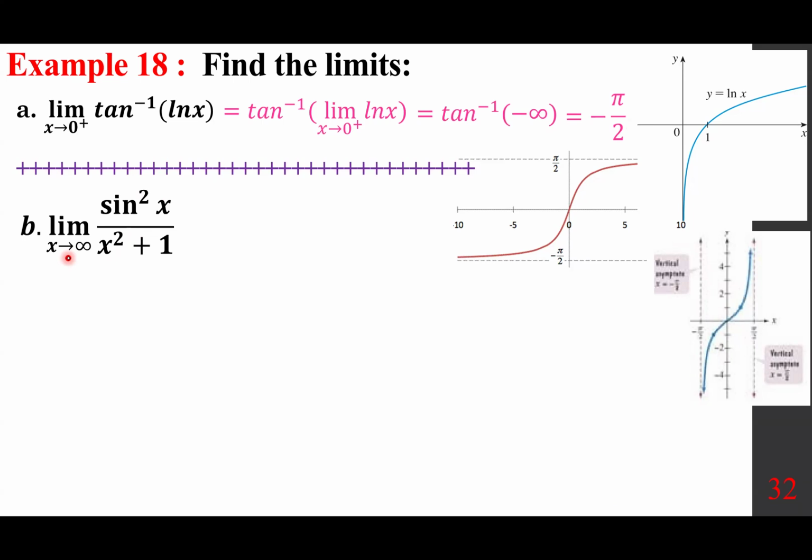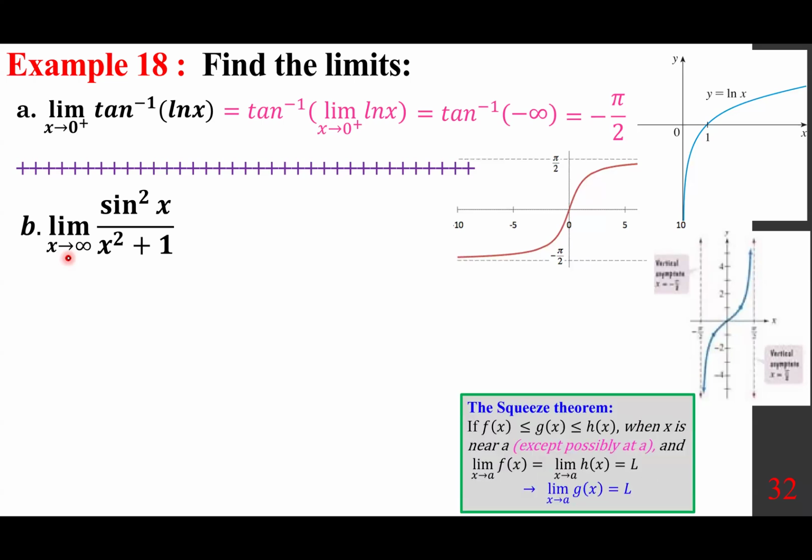Now, anytime you have sinusoidal functions, it's not going to be just plug in and observe, but rather we are remembering the squeeze theorem that says if f of x is less than or equal to g of x is less than or equal to h of x, that means g is sandwiched between the f and h functions. When x is near a, possibly at a, and the limit of f of x as x approaches a equals the limit of h of x as x approaches a, and both of them are L, then the middle one that is squeezed in between, the limit of g of x as x approaches a, equals L.